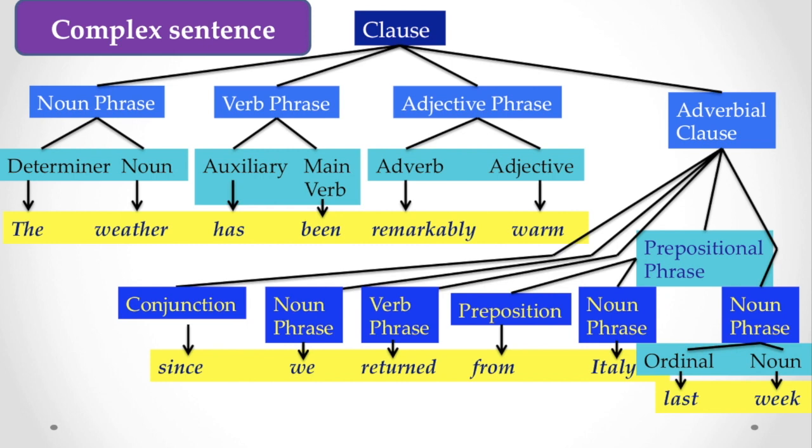Now, here is one more example of a complex sentence, where I also put a structure to let you know all about these things. The weather has been remarkably warm since we returned from Italy last week. Here you find one main clause, that is, the weather has been remarkably warm, and another one is an adverbial clause, since we returned from Italy last week. If we consider this adverbial clause alone, since we returned from Italy, it has no meaning unless I add more information, that the weather has been remarkably warm.